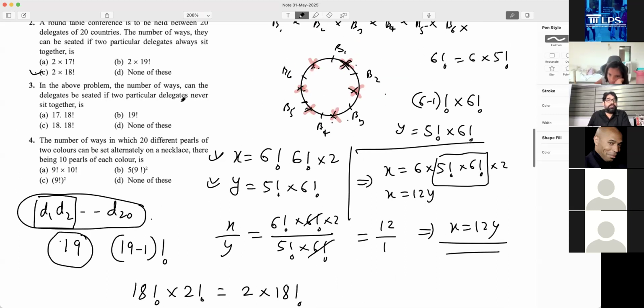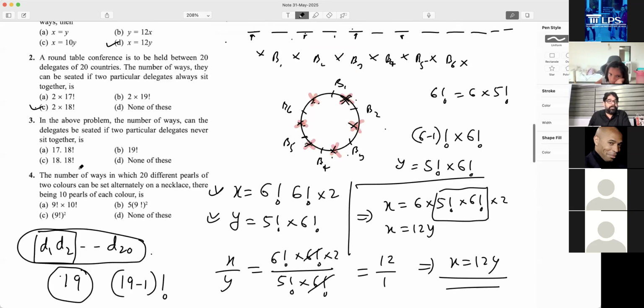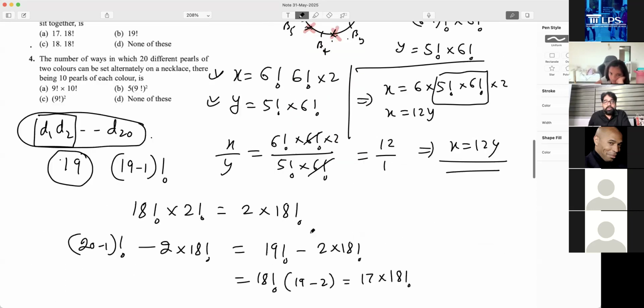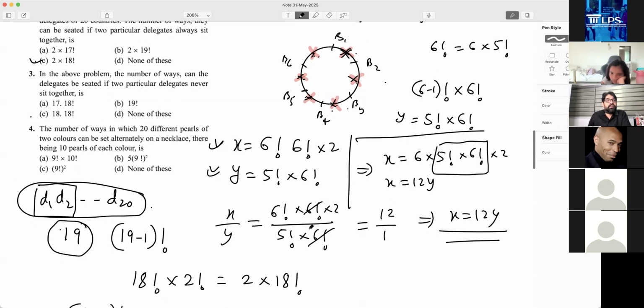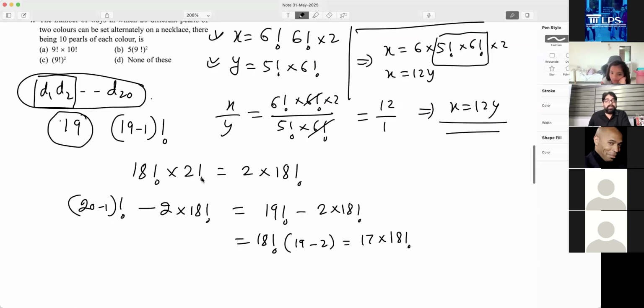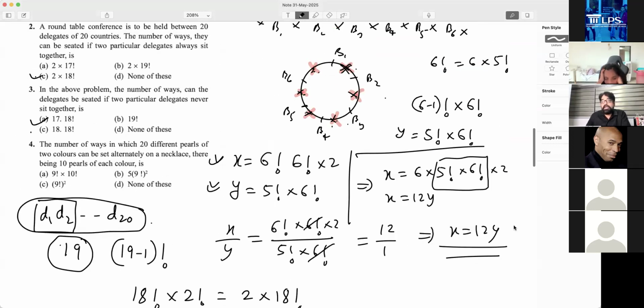So the answer will be C. No, it's wrong. A will be the answer. What I mean, sir, yeah, third. It's 17 into 18 factorial. Yes, 17 into 18 factorial we are getting. A will be the answer, not C. I think somebody has given a wrong answer. Third one, A will be the answer.